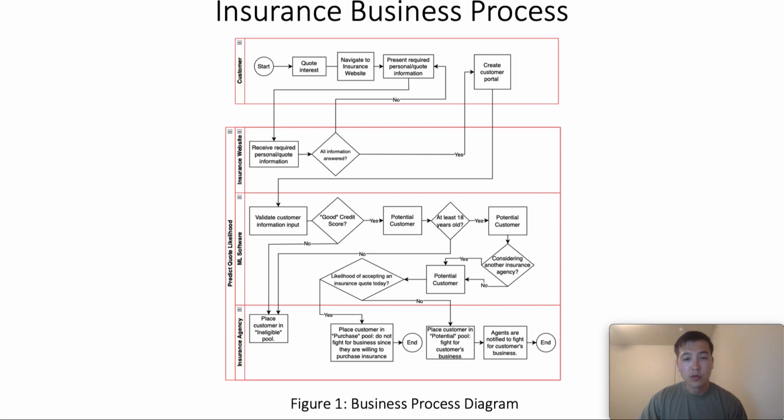Once the customer portal is created, the machine learning software will validate the customer's information, starting with his credit score and ending with asking about the likelihood of whether the customer will accept an insurance quote today. The customers will be placed in their respective pools based on the analyzed information. For customers that do not intend on accepting an insurance quote, but are potential customers, insurance agents will be notified to fight for their business.